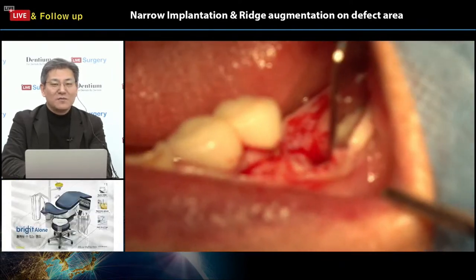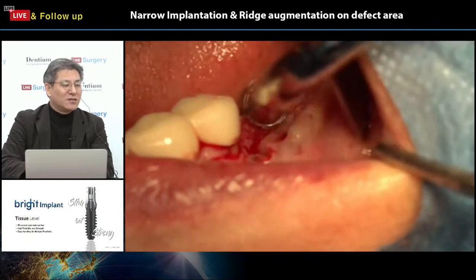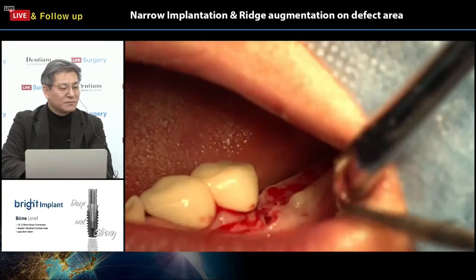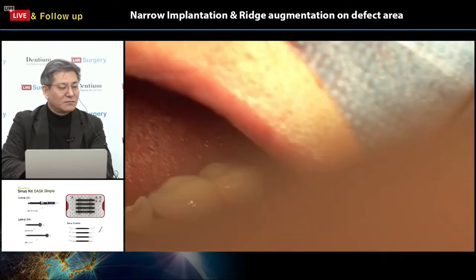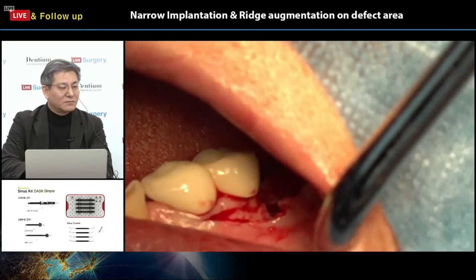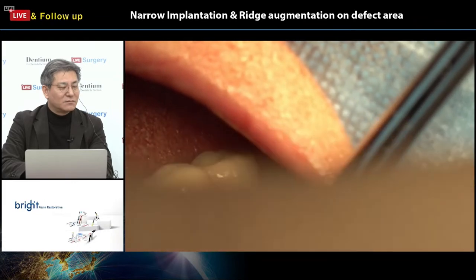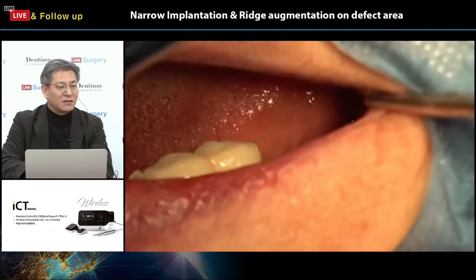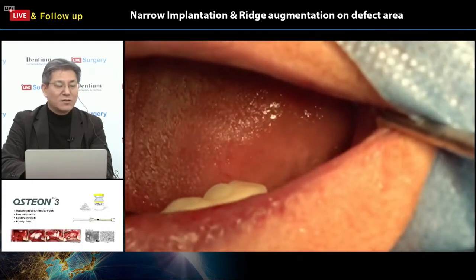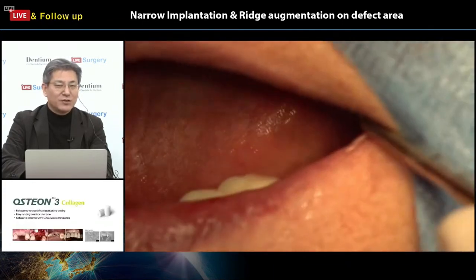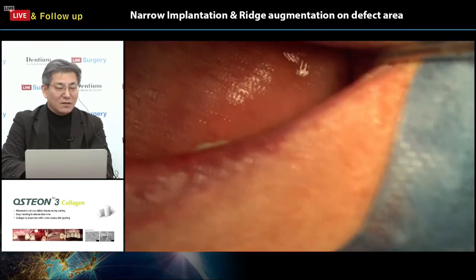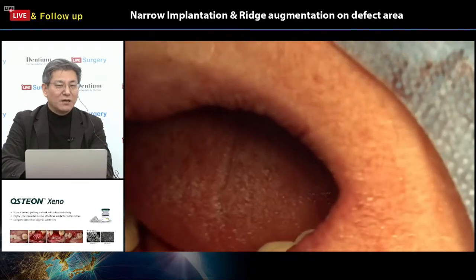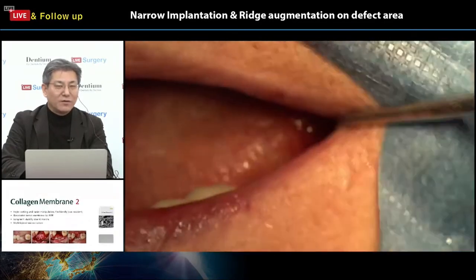And Dr. Jung loves using this round bar with the straight handpiece. This defect is shallow, so it is not a severe situation. So implantation with simple bone grafting will be performed.